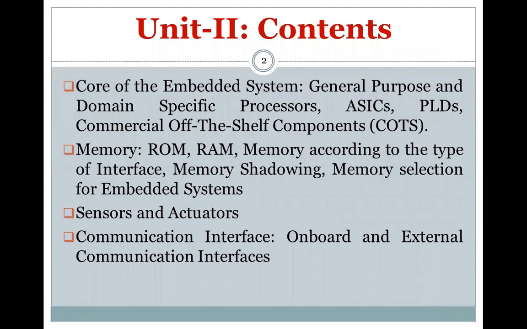The parts present in this unit are like the core of embedded system, which are general purpose and domain specific processors, ASICs, PLDs, commercial off-the-shelf components, different memories, ROM, RAM, memory according to the type of interface, memory shadowing, memory selection for embedded systems, and along with that, sensors and actuators, communication interface devices that we will be seeing in this second unit.